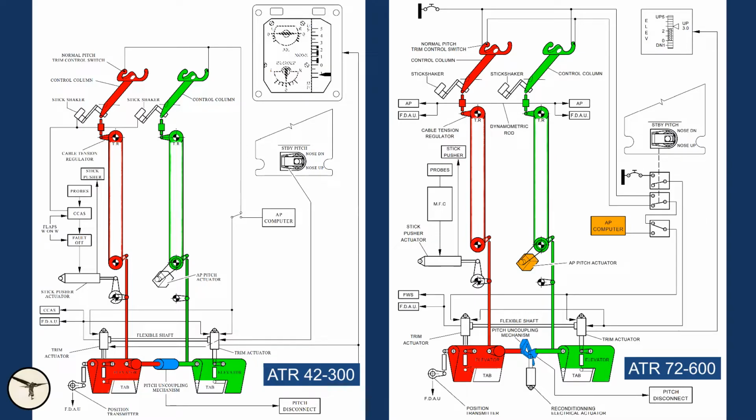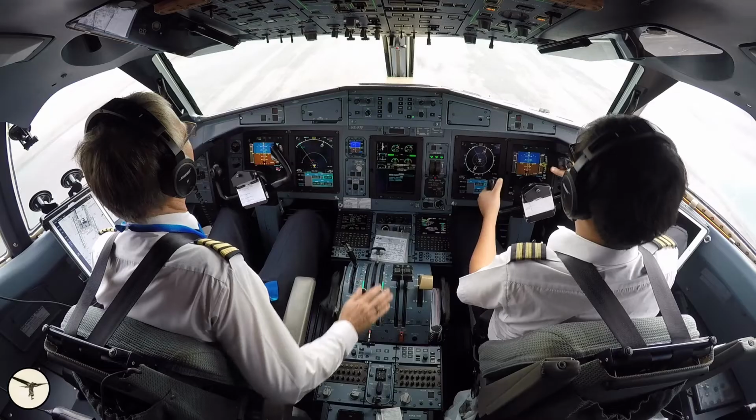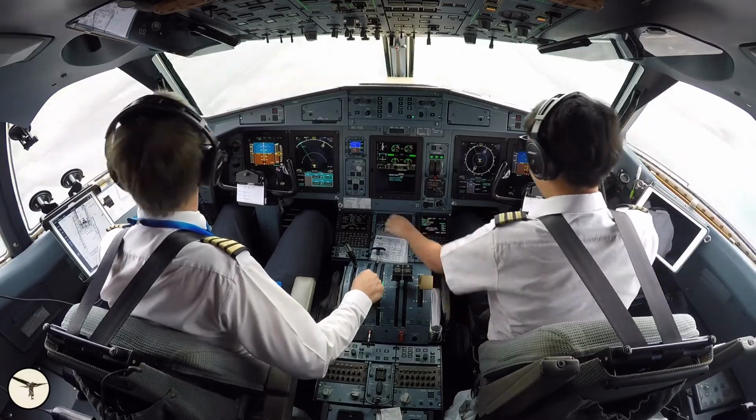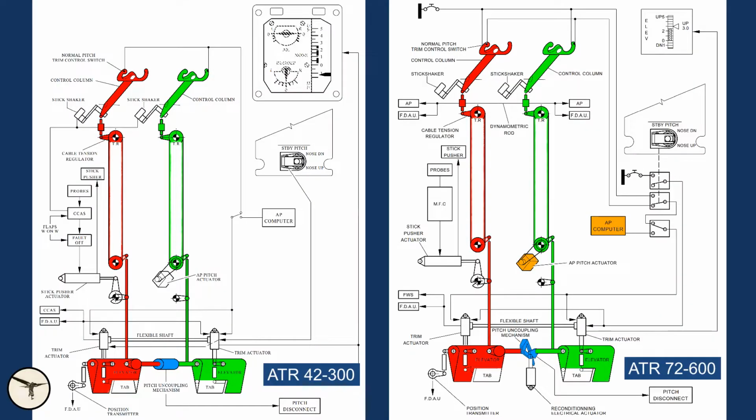starboard elevator. The elevator channels are connected with a pitch uncoupling mechanism between the elevators. Therefore, when one of the pilots moves the control wheel back or forth, the movement is transferred to the other control column via the elevators. There's a reason for this.